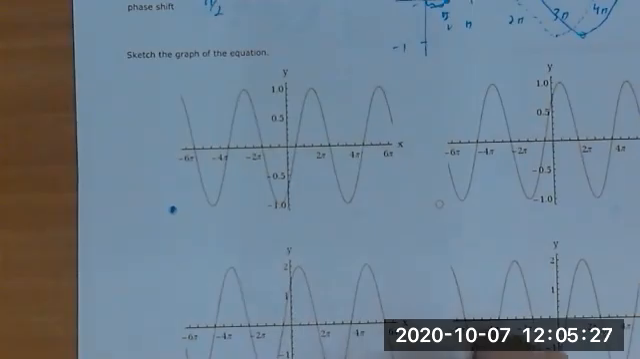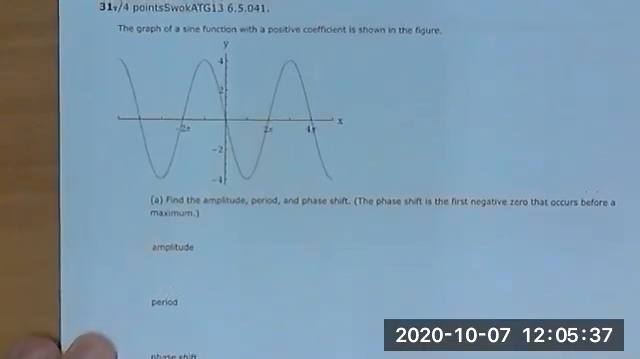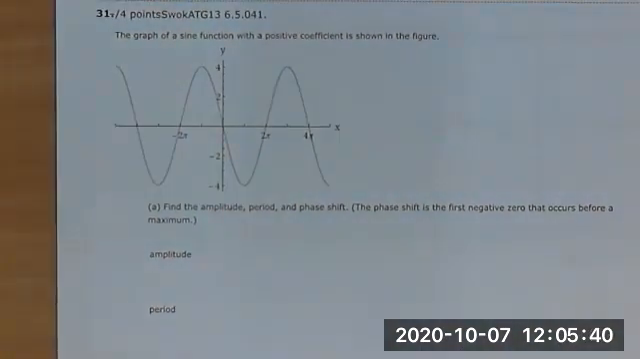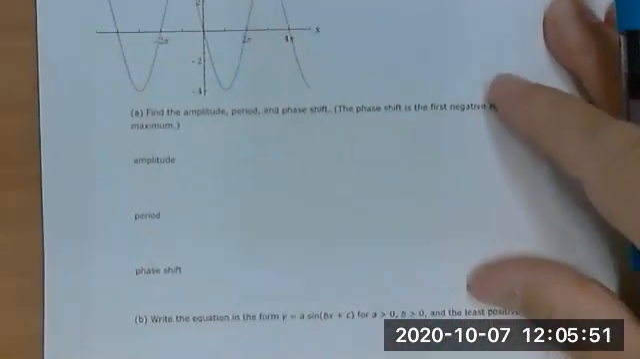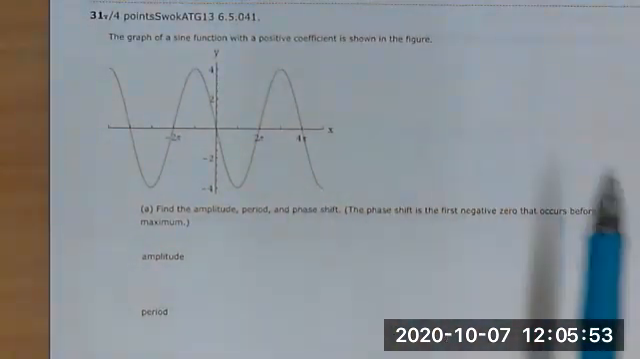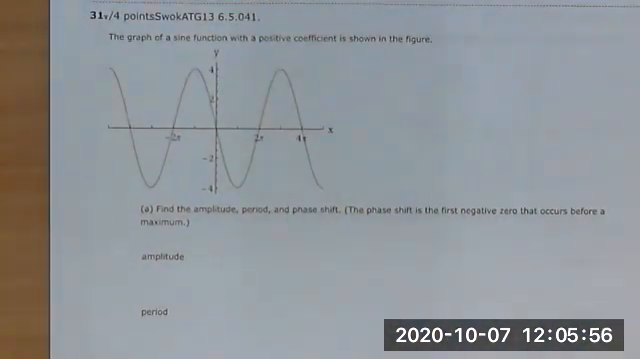All right, last couple problems. Now they sort of flip it where they give you a graph. They give you the graph, and then they want you to figure out the amplitude, period, phase shift, and then eventually they want you to write the equation of that function. So do the opposite. Start with the graph and come up with the equation.